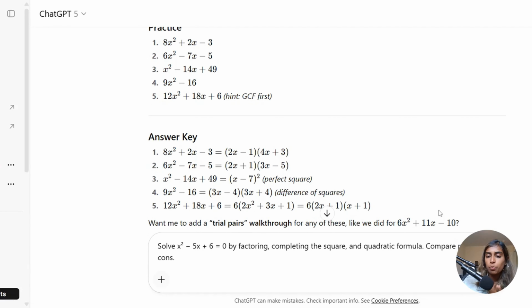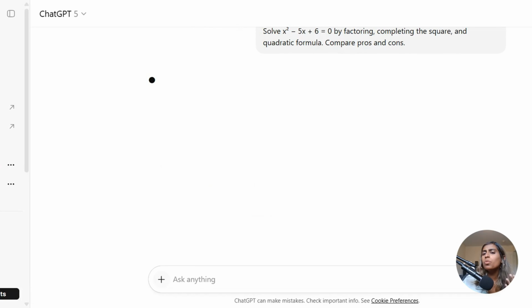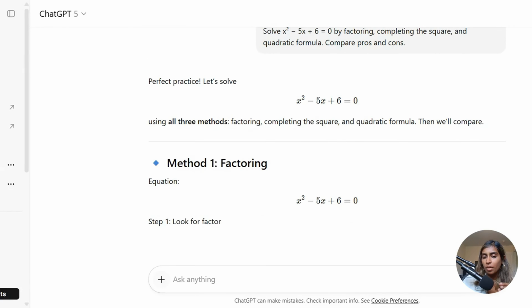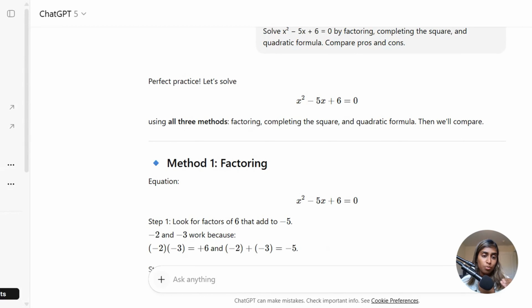And we're going to compare pros and cons. Now, you usually won't need to be asking to do all of those methods. However, here's the tip for this part of the video. For something that you're not sure, ask for multiple methods, because this helps you pick the one that best clicks in your brain.